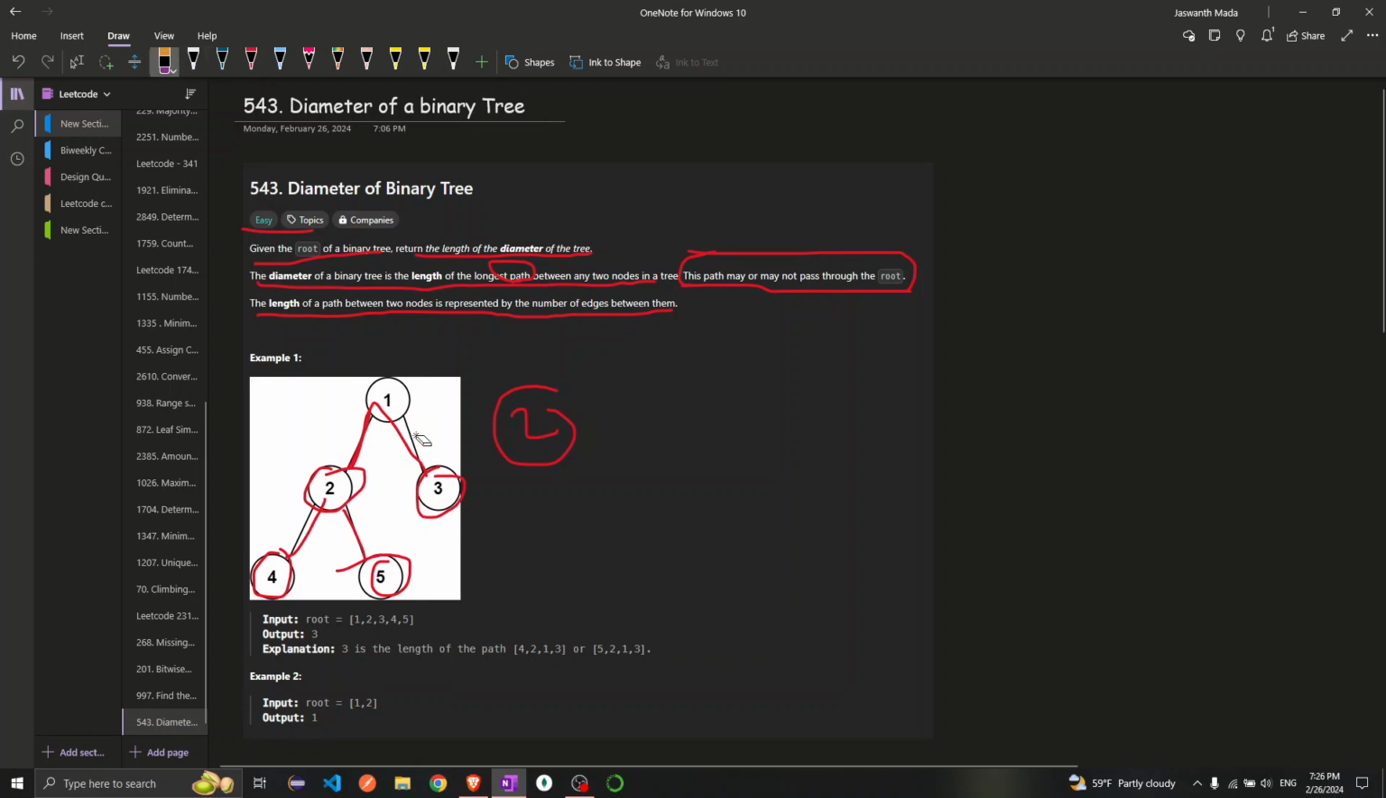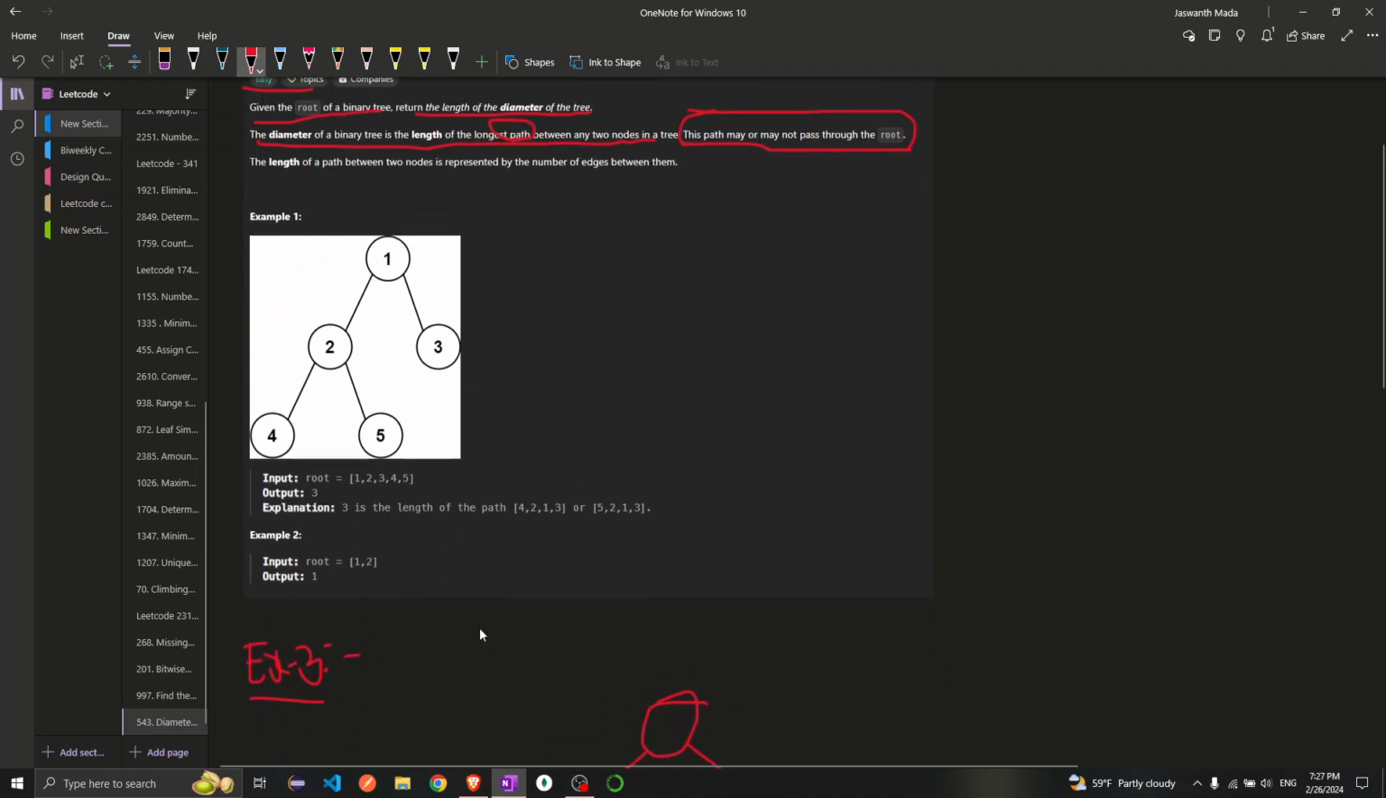But if you take this node and this node, the length is one, two, and three, right? And what if you take this node and this node? The path is one, two, and three, right? So after doing this example, I thought the path always goes through the root, right? I thought that the path always goes through the root because we need to find the longest path, right?